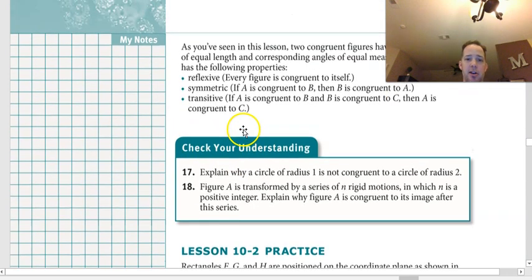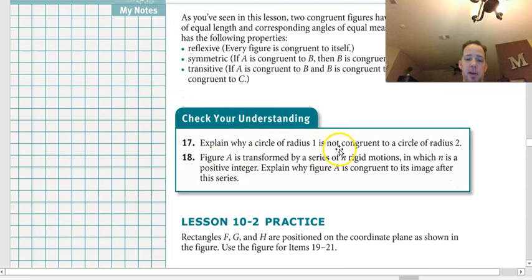A couple of check your understanding questions. Explain why a circle of radius 1 is not congruent to a circle of radius 2. Most people would say common sense, but based on what we've been using in this section, how can we prove things are congruent? There has to be a sequence of rigid transformations. And you can't get a radius of length 1 using rigid transformations to a radius of length 2 because you'd have to do a dilation. So there is no sequence of rigid transformations.